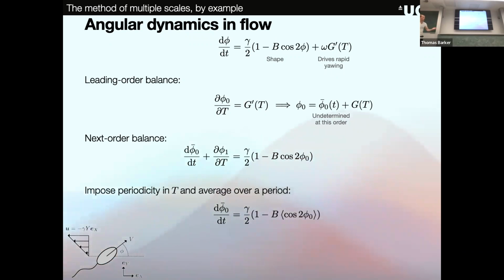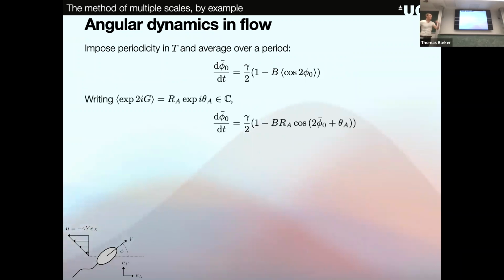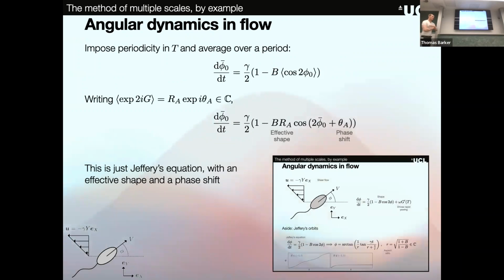So now I have to average cos of 2 phi naught. So I know what phi naught is, at least a little bit, in terms of capital G. So you can just compute this average. If you do it, and you have a nice way of averaging cos of 2g and sine of 2g, then you get this equation out. And if you can remember back 1 or 2 slides, this is exactly Jeffreys' equation, but the parameter that was our shape has been modified by this Ra, and now I've got some sort of phase shift, which is equivalent to the bias that we had before.